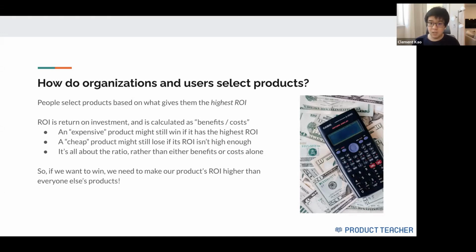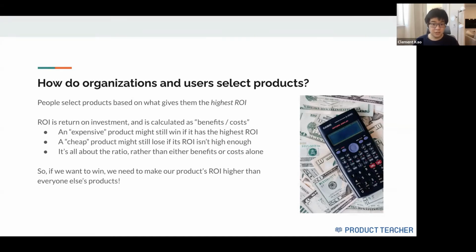And on the flip side, many times you might have a cheap product, even a free product, but no one wants to use it because it doesn't provide them enough benefit. And so that means that as product managers and product marketers, we always need to be thinking about both how to highlight the benefits of our products, as well as demonstrating how they reduce costs for that organization.